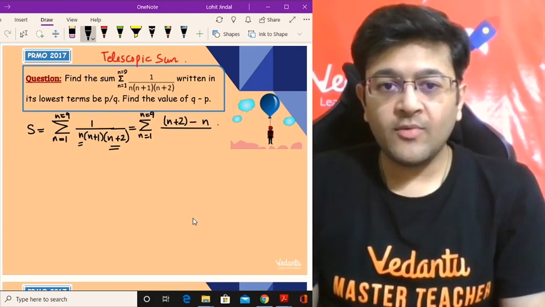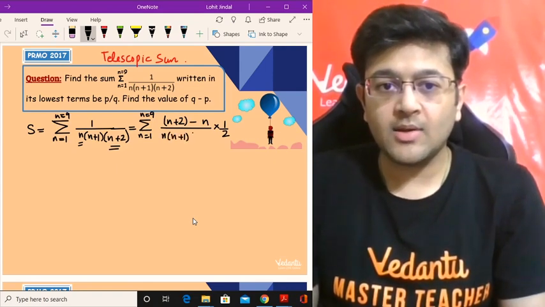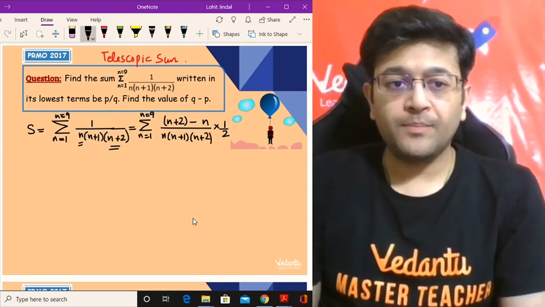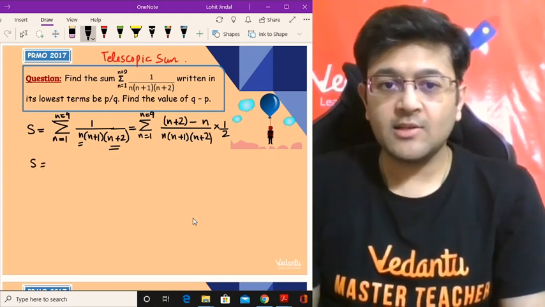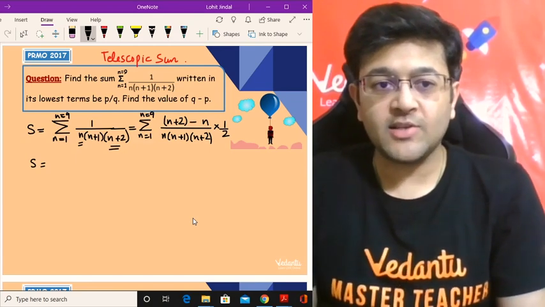So what you do is we also multiply by half to neutralize it. So n into n plus 1 into n plus 2. Alright. So now it is very easy now. So just let's split the expression, right?